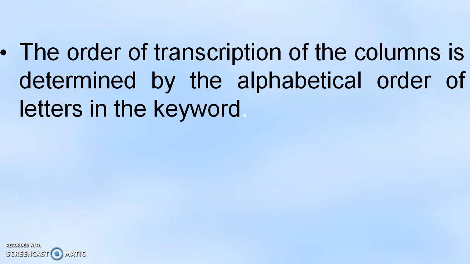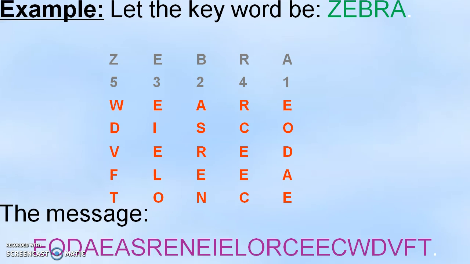Here, instead of a key size, you are using a keyword, so that you can remember it very easily. So the alphabetical order of the characters in the keyword determines the order in which the transposition has to be performed. That is the keyword columnar transposition cipher.